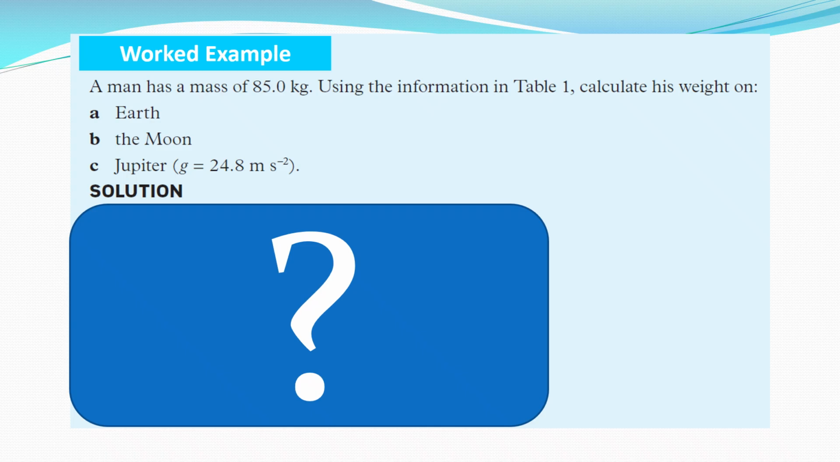All right, quick example. A man has a mass of 85 kilos. Notice the term we're using there is mass. This specifically asks for weight. That's when we use the term weight. What does he weigh on Earth, the Moon, Jupiter?